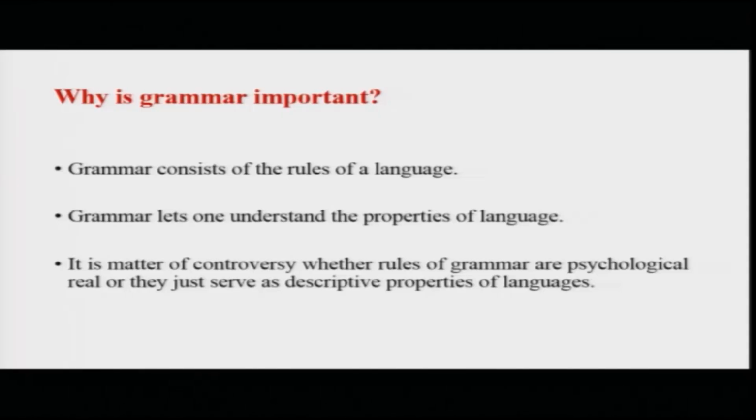It is very interesting because it is something that we take for granted for the most part. It is grammar that helps us make sense of those words appearing in that particular order, to convey the message that the cat is chasing the mouse. So, it is a matter of controversy. Linguists, psychologists, and psycholinguists have talked about this in some detail, and it is almost a matter of controversy whether the rules of grammar are psychologically real or they just serve as descriptive properties of the language.